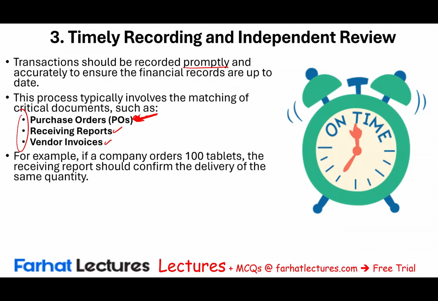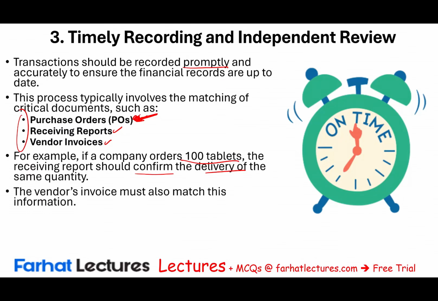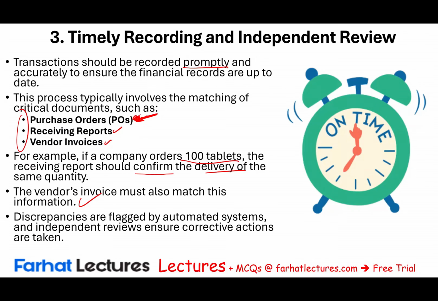For example, if the company ordered 100 tablets, which is what we did in the prior session, the receiving report should confirm the delivery of the same quantity. The vendor invoice must also match this information, and discrepancies are flagged by automated systems, and independent review ensures corrective actions are taken. If you are using an automated system, it matches the receiving report with the purchase order and the quantities. If there are any discrepancies, it will flag them immediately.